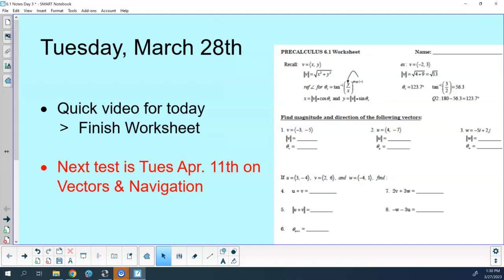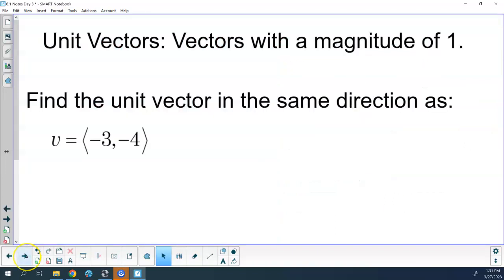Looking ahead, your test will be on Tuesday, April 11th, and that will include vectors and navigation. Typically, we usually do this one on a 2-day, but that day there is also an all-school assembly in the afternoon, so some students will have to take it in the MRC or come to an earlier class, but we'll tell you more about that as we get closer and closer to that day.